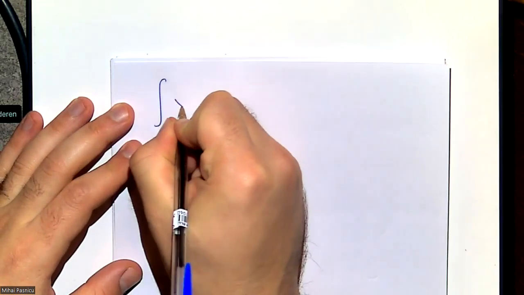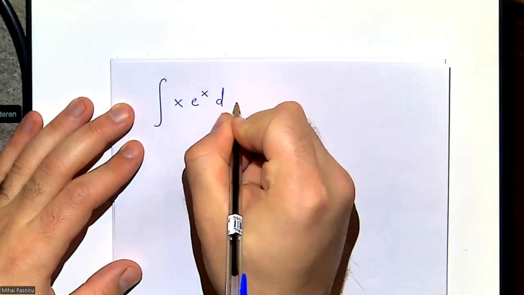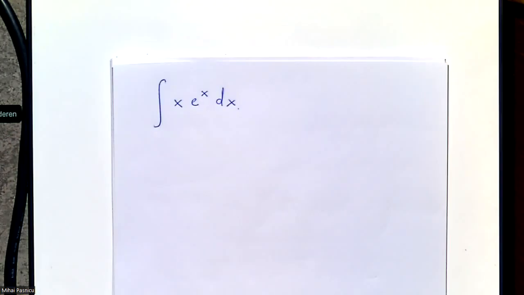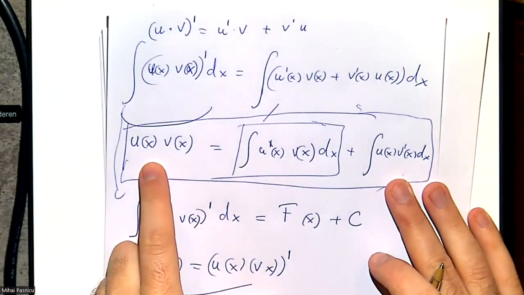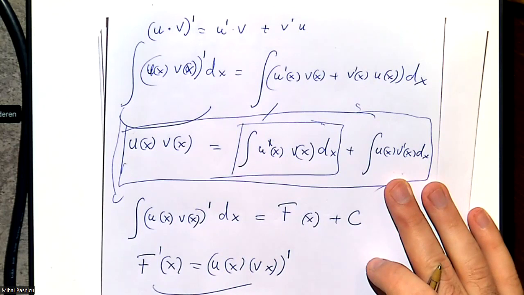Let's compute the integral of x e^x dx. Can we split it? Can we do anything to it? No, none of the previous methods that we have learned work on it. So we need to use something new, which is integration by parts. The first step is to decide who your u is and who your v is. This is the formula that you have to use, but you have to decide who u(x) and v(x) are.